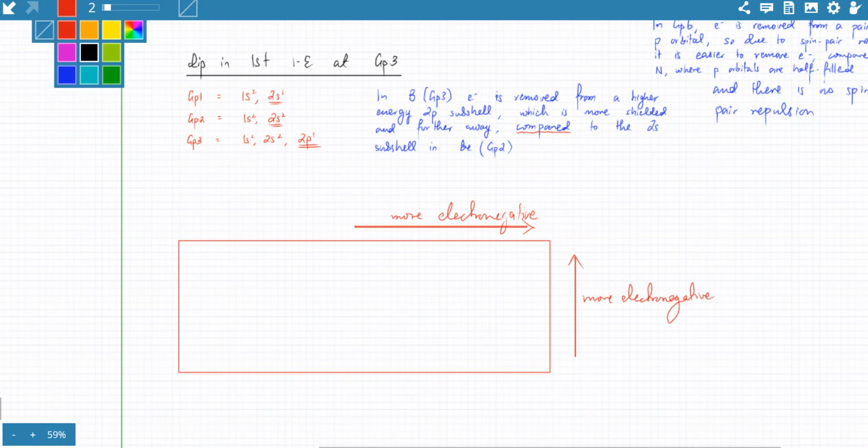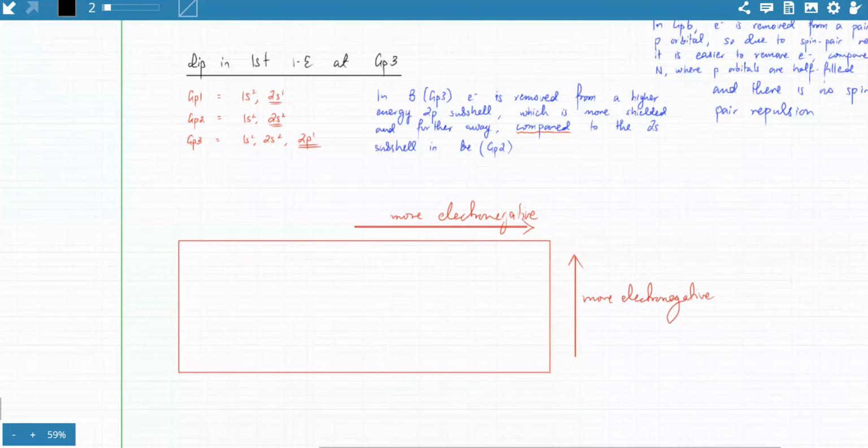Anyways, so you have Na, that's group 1, then you have Mg, that's group 2, then Al and Si. So that is going to be the sequence of electronegativity. Si would be the most electronegative, and Na would be the least electronegative. Na actually likes to lose electrons, so it's going to be the least electronegative.